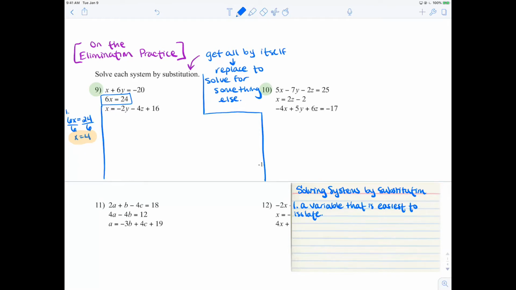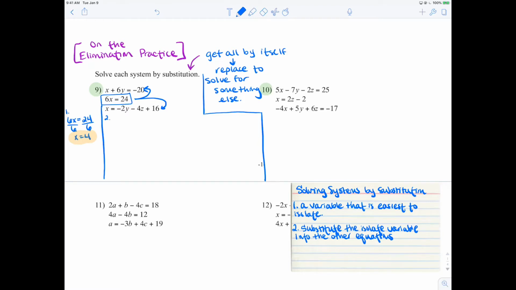So step number 2 is to substitute that into both equations. So we're going to substitute the isolated variable into the other equations. Now the other equations that the variable didn't come from, right? So the other equations that are not boxed. So I'll put it back into here, and I'll put it back into here. So let's see what happens.